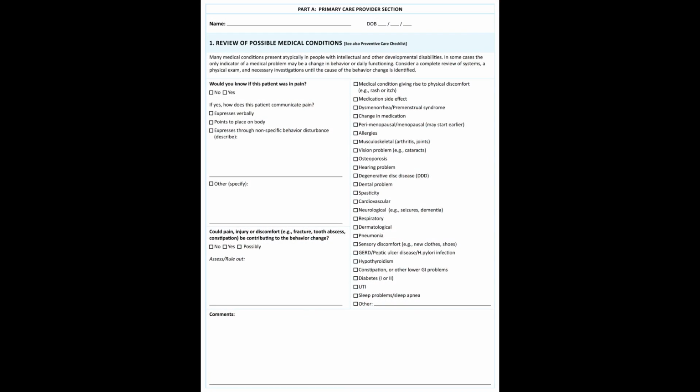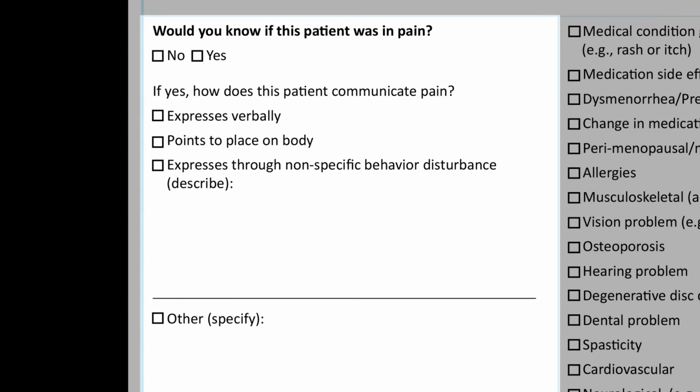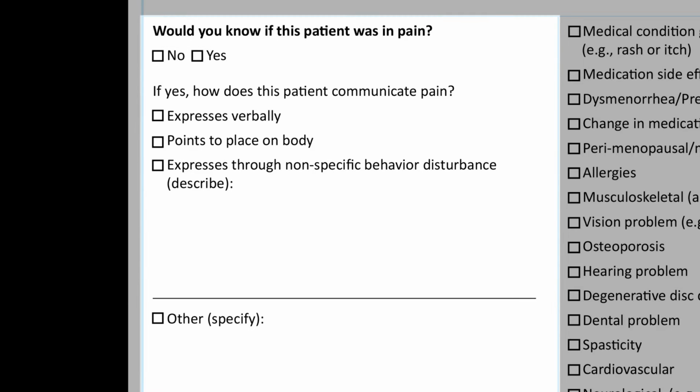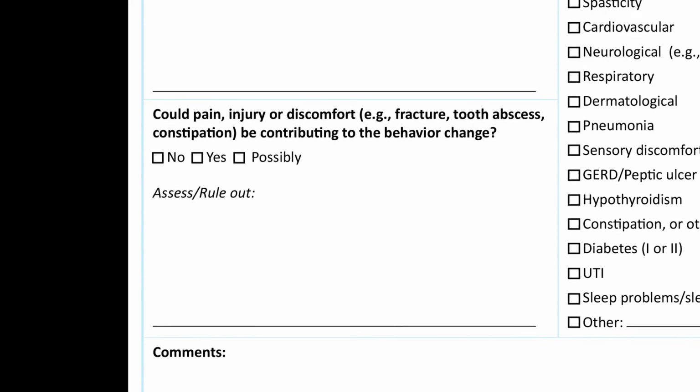The next section is a fairly detailed list of possible medical conditions. This is the provider's checklist, after all. One of the areas to highlight is pain. It's very easy to miss painful conditions, and if the person has a limited repertoire of expressing whatever they're feeling, it may come out as challenging behavior, when in fact what's important is finding that painful condition and treating it. The behavior then goes away on its own because you've treated the cause.